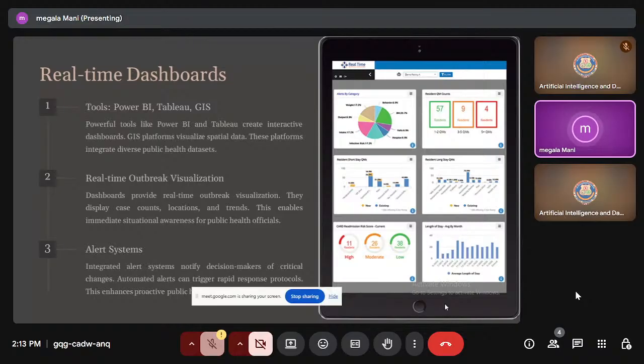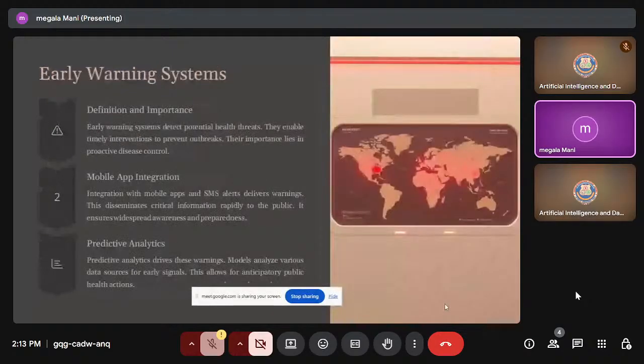And the third one is the alert system. Here it provides decision makers with notice of critical changes. Automated alerts can trigger rapid response protocols. For example, a smartwatch gives an automatic alert for your health, producing an early warning system. Actually our body also has an automatic early warning system. In your health, it automatically gives some processing naturally.